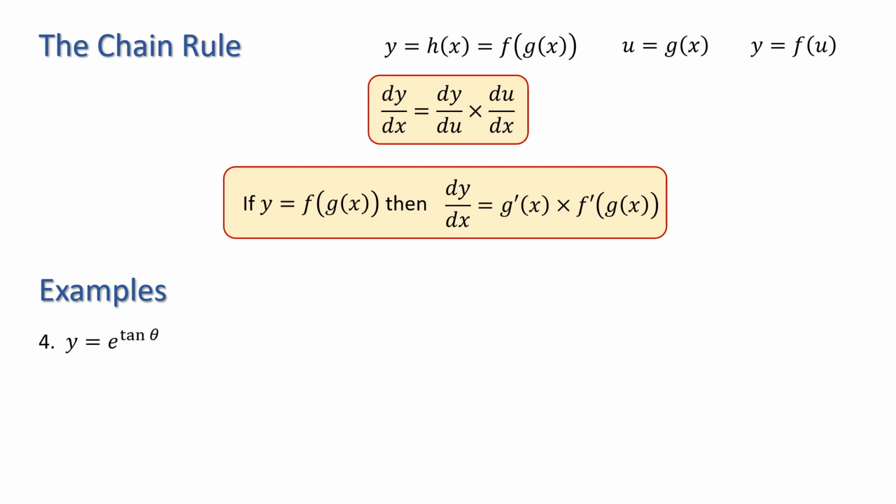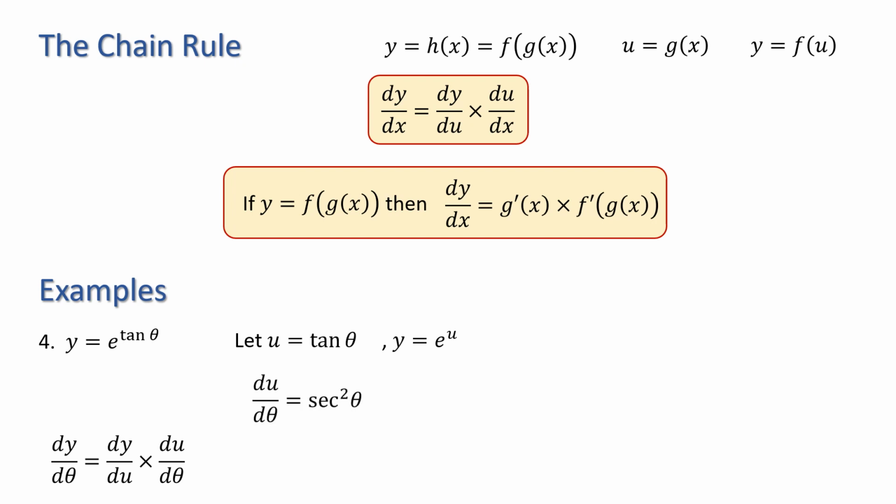In example 4, we have a different independent variable, theta instead of x, but don't let that put you off. The rule is the same. The chain rule in this case will be dy by d theta equals dy by du times du by d theta. So we let u equal tan theta and y equals e to the u. Du by d theta is sec squared theta, and dy by du is e to the u. Thus, dy by d theta is e to the u times sec squared theta, which is sec squared theta e to the tan theta.